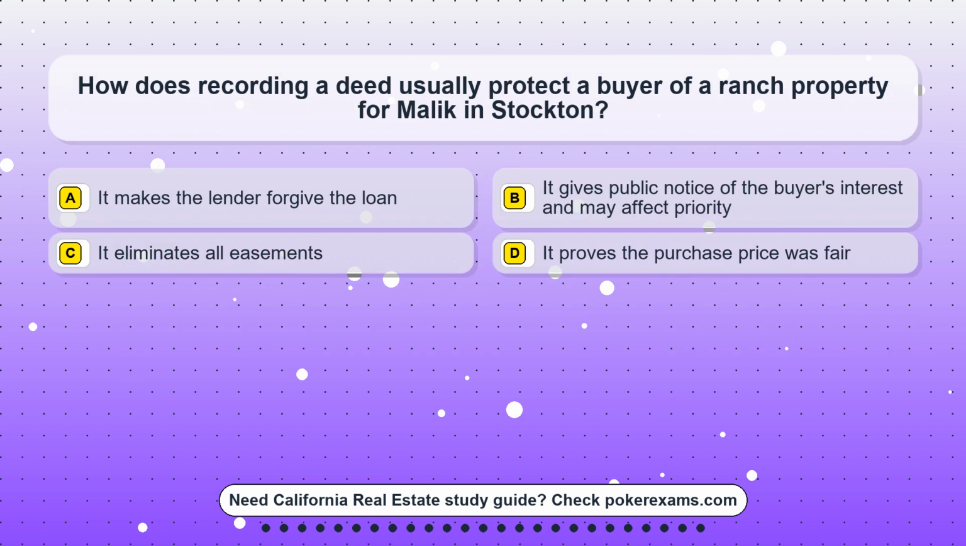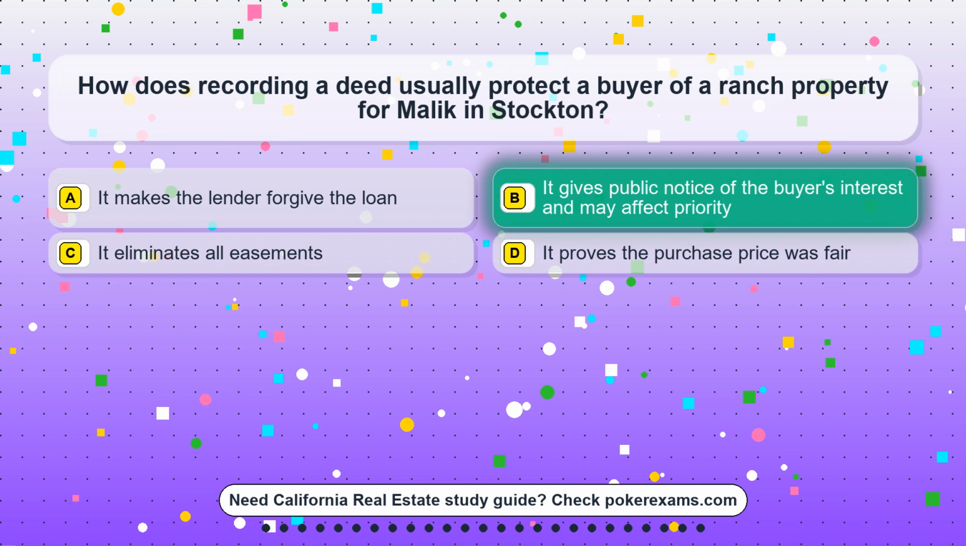Question 7. How does recording a deed usually protect a buyer of a ranch property for Mallet in Stockton? Option A. It makes the lender forgive the loan. Option B. It gives public notice of the buyer's interest and may affect priority. Option C. It eliminates all easements. Option D. It proves the purchase price was fair.